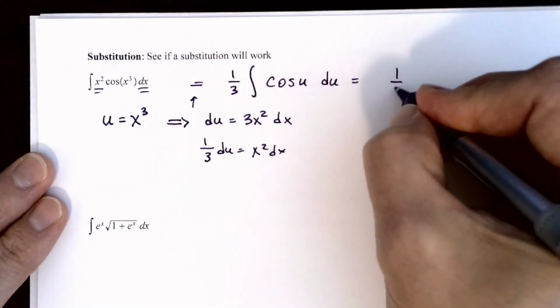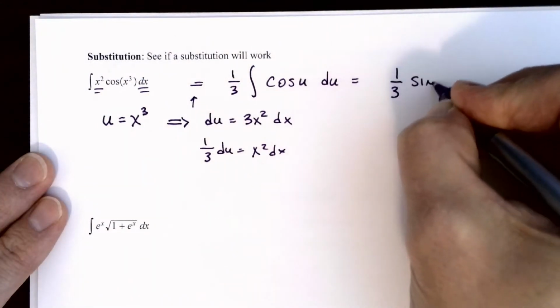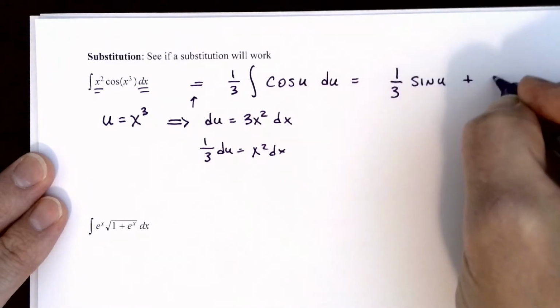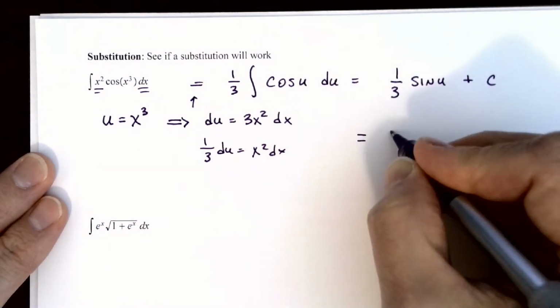And so that integral now is easy to do. The antiderivative of cosine of u is sine of u, and then we go back to the original variable.